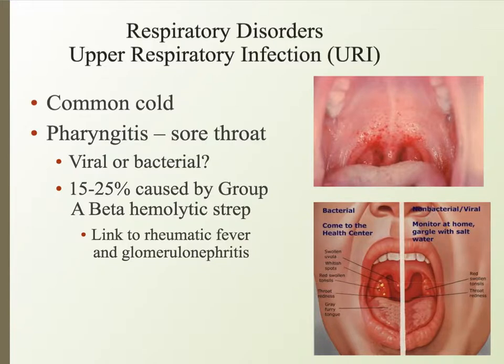Typically, pharyngitis is viral, so then we're just going to treat the symptoms, but we need to keep a close eye on it to make sure it isn't bacterial, because the bacterial is the group A beta hemolytic strep that can lead to that rheumatic fever. So we would need to start that penicillin soon after. Also, besides rheumatic fever, you also could have glomerulonephritis, so we need to keep a close eye.